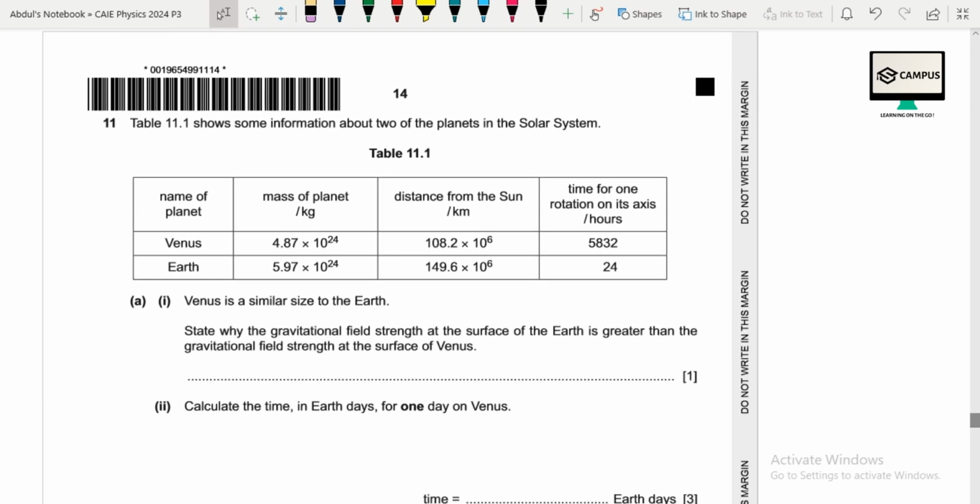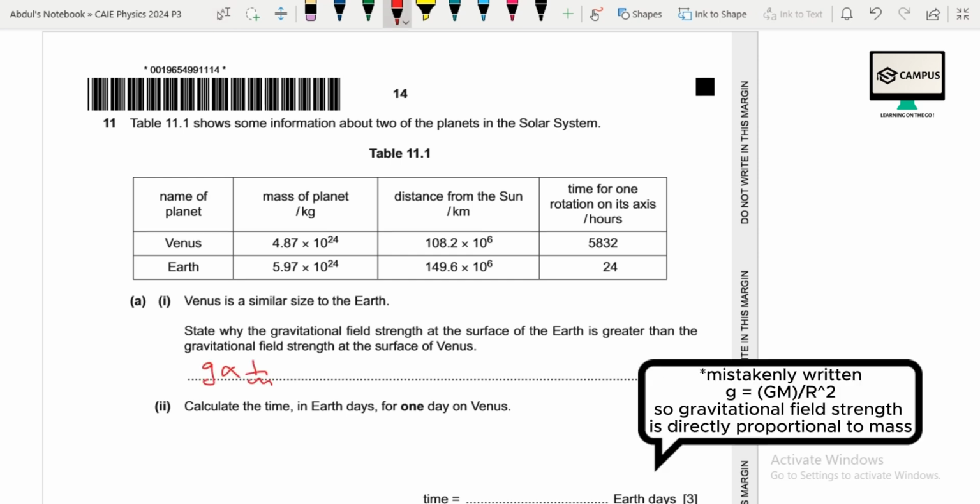Moving on to question number 11. Table 11.1 shows some information about two of the planets in the solar system, Venus and the Earth. Venus is a similar size planet as compared to Earth. State why the gravitational field strength at the surface of the Earth is greater than at the surface of Venus. The gravitational field strength is basically proportional to the mass. And since Earth has higher mass as compared to Venus, the gravitational field strength at the surface of Earth is larger as compared to Venus.